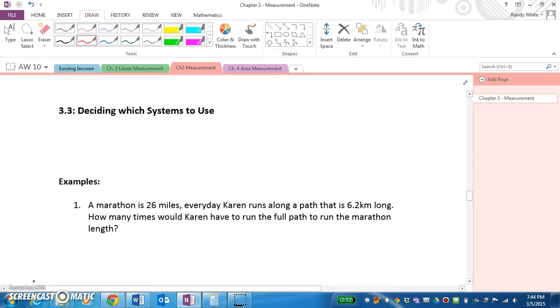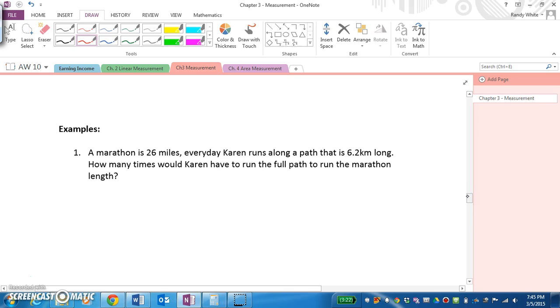Okay, here we go, section 3.3. Now that we know how to solve problems using decimals and fractions, sometimes we have to do conversions like we were doing previously in 3.2. We have to be able to decide what system we need to use and which way. So let's take a look at an example here.